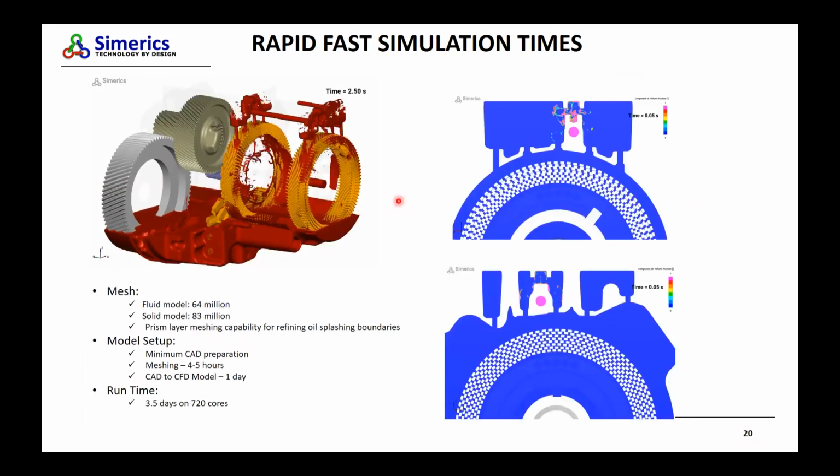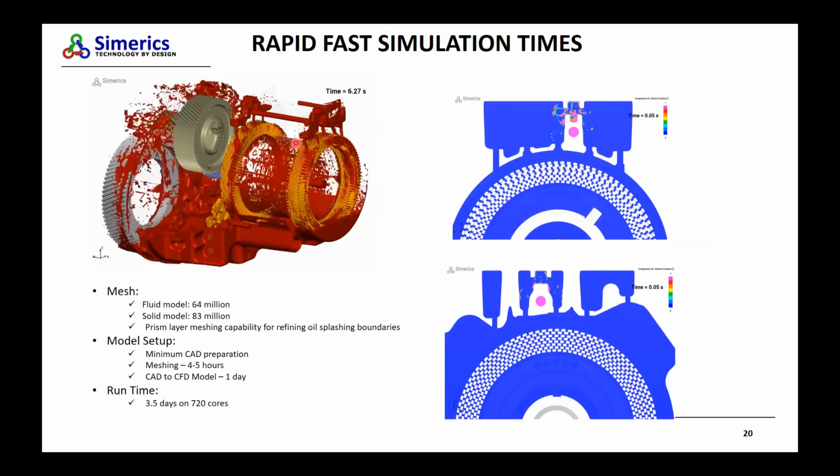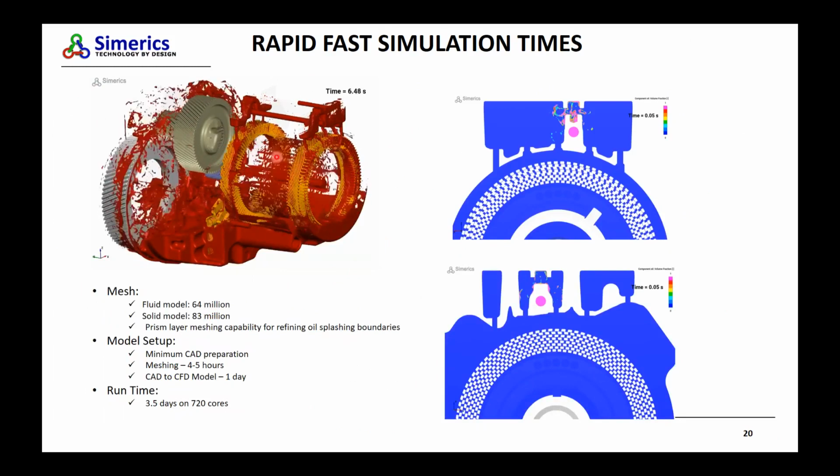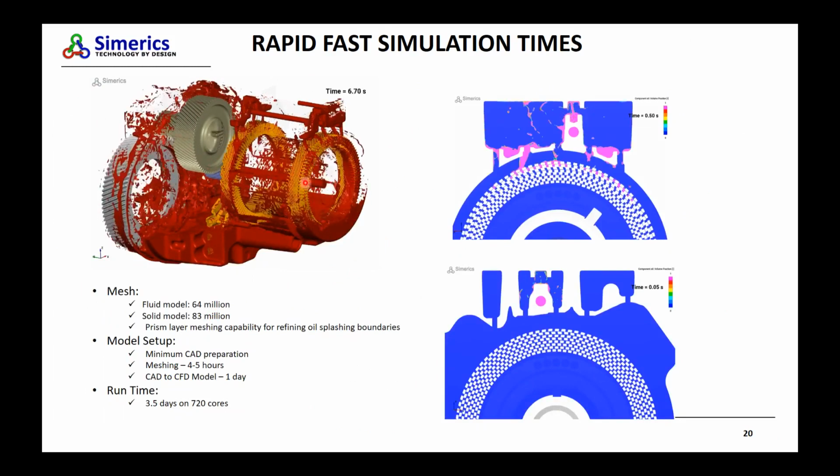In terms of the simulation time, I just want to hit upon the point that this is a gearbox with an electric motor. So you have the drive unit on the left side and then the electric motor, which is getting cooled. For a model this size, typically, the mesh size is on the order of 60 to 70 million. And we also have prism meshes that ensure that we capture the oil film on those surfaces accurately. That is to ensure that we have correct cooling, or the heat removal from the solid.